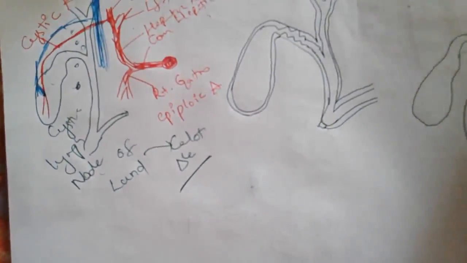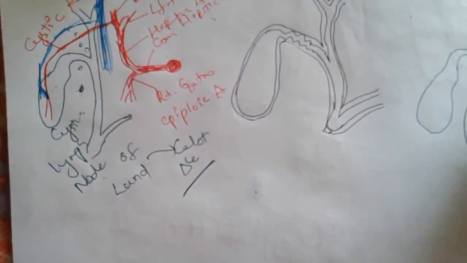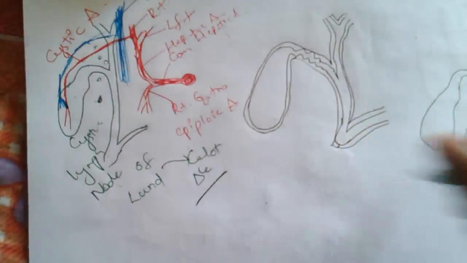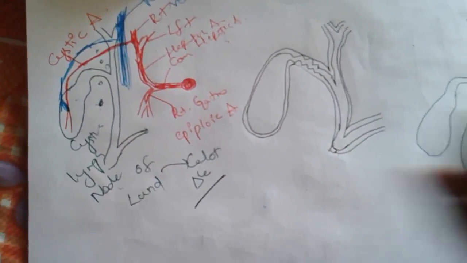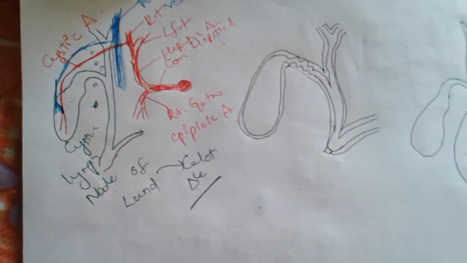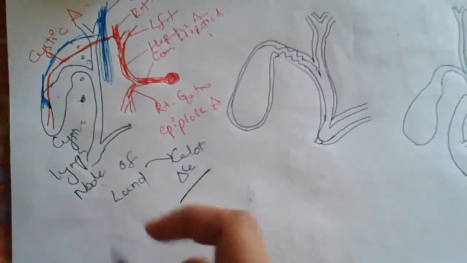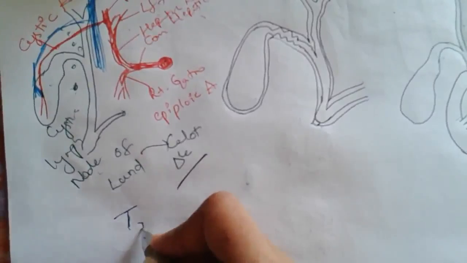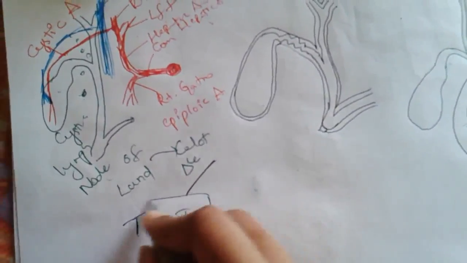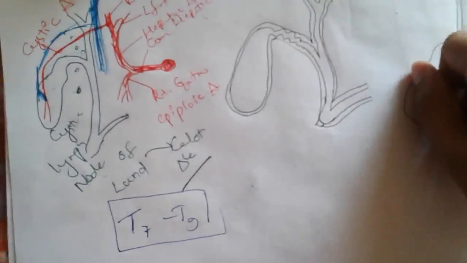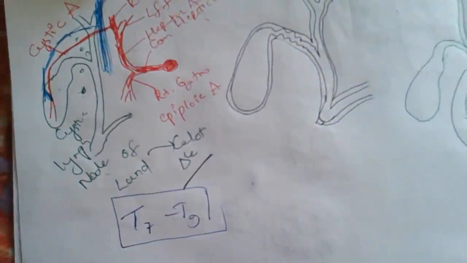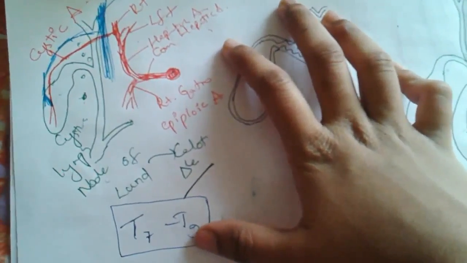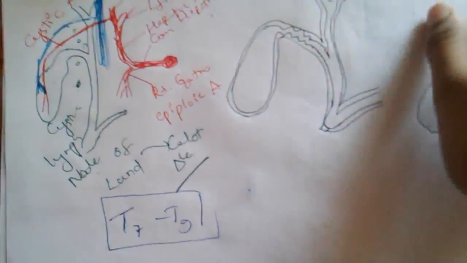And if you see the nerve supply, it is from sympathetic nerves. The sympathetic nerves are from here, T... and let me change the color. It's just boring if you use the same color again and again. It's from T7 to T9. Sympathetic plexus is from T7 to T9. Okay, all this is about the gallbladder.